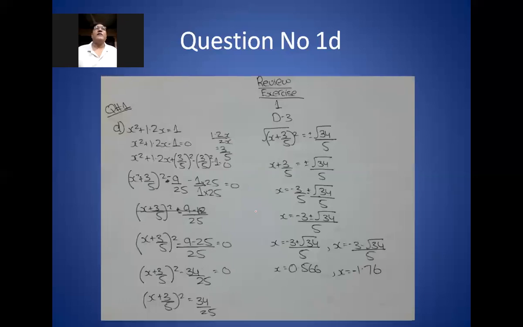Okay, so we are moving to the next part. That's question number 1, and it's D part. Here we have the equation which is given to us. We have to solve it by completing the square, and the equation is x squared plus 1.2x equals to 1.